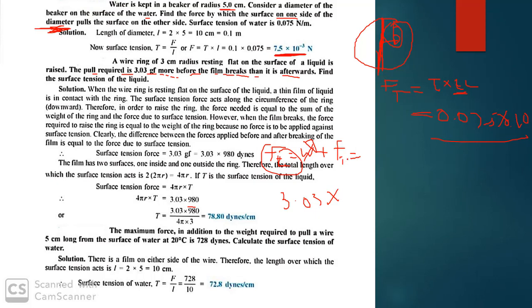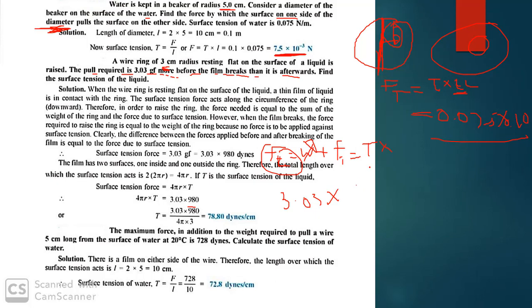So we know force ya surface tension is sawa na surface tension T times the effective length, ambayo effective length for this case tumeambiwa ni wire, okay, ni wire una ring ya radius 3 cm.